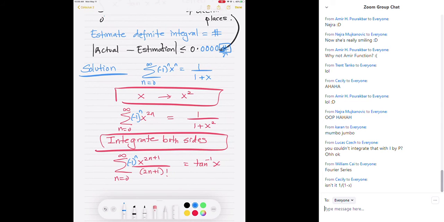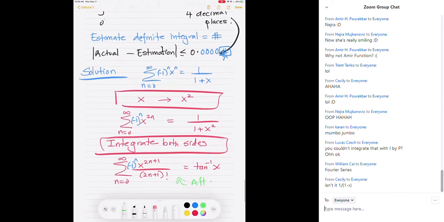Why is that important? If I do not catch it, what happens? It doesn't become an alternating series. Now this is an alternating series. Why is that relevant? Because remember, you want to figure out how many terms to add so that we can have this definite integral correct to so many decimal places.